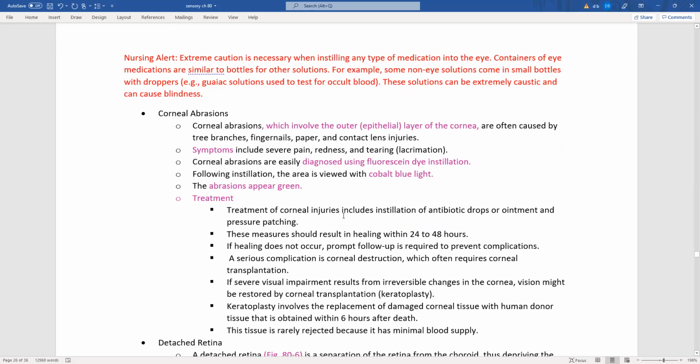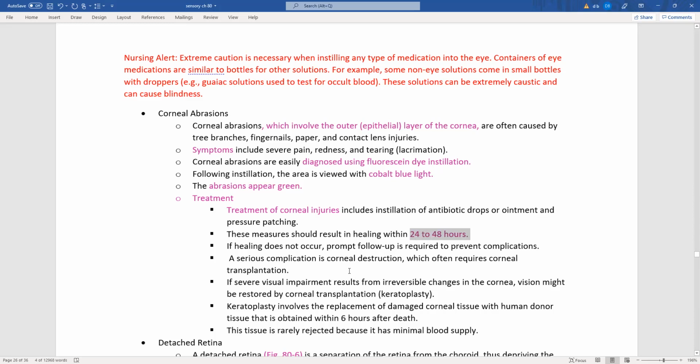Treatment of corneal injuries includes instillation of antibiotic drops or ointments and pressure patching. These measures should result in healing within 24 to 48 hours. If healing does not occur properly, follow up is required to prevent complications. So you have 24 to 48 hours for it to heal. If it doesn't, follow up with the doctor.